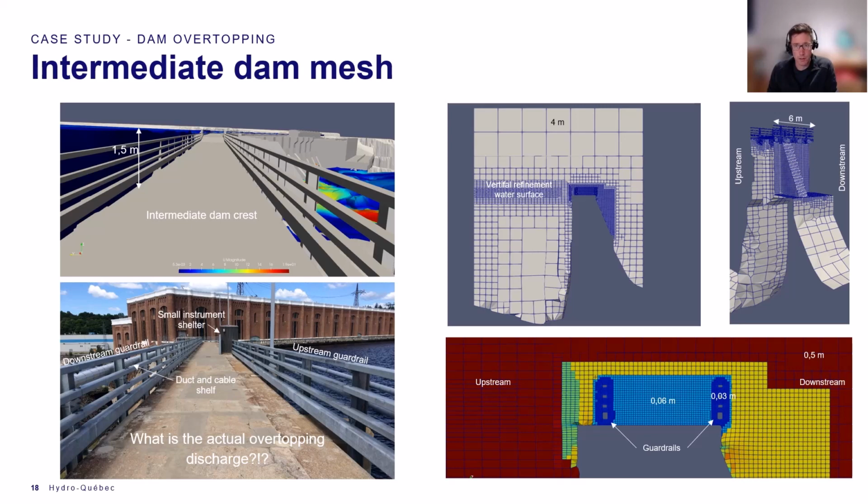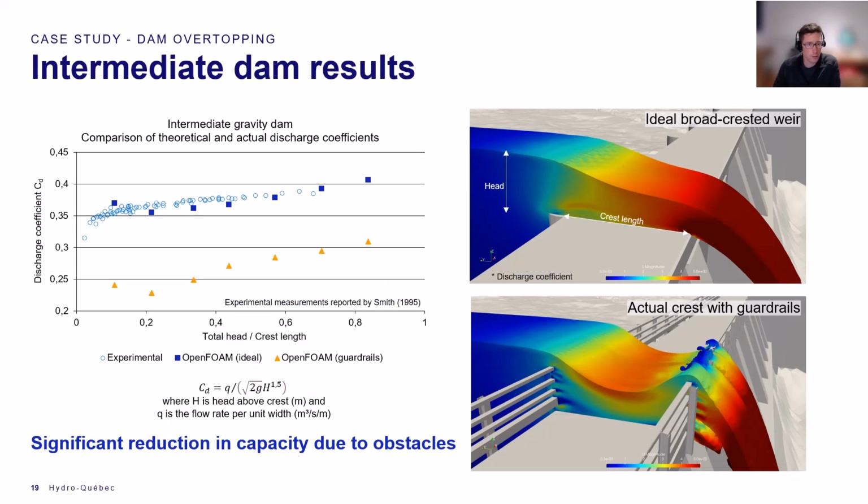So we built a small 6-meter wide model of that dam with a resolution of around 3 centimeters near the guardrails to evaluate the discharge. The figure on the left shows the main results we got. The ideal broad-crested weir, which is the image on the top right, shows what it would be like if there were no guardrails and no hindrance on the crest.